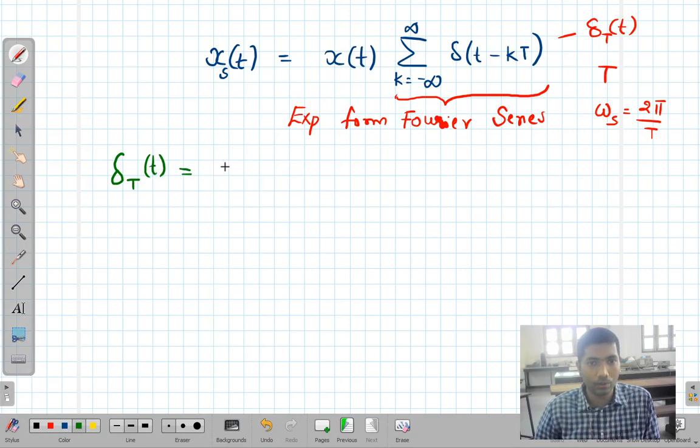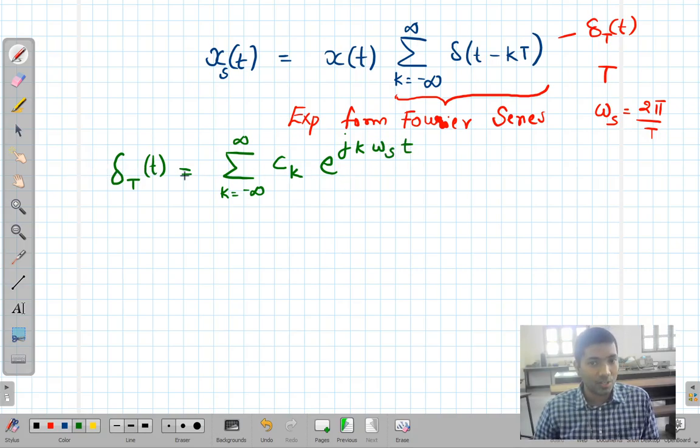δ_T(t) is equal to, the exponential form Fourier series says, the summation of c_k, with k varying from minus infinity to infinity, e raised to j k ω_s t, right? Here the frequency is ω_s. So this is the exponential form Fourier series of δ_T(t). Now what is c_k? By the Fourier series coefficient expression, it is 1 by T, integral over a time period, right?